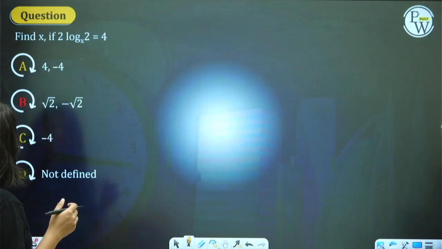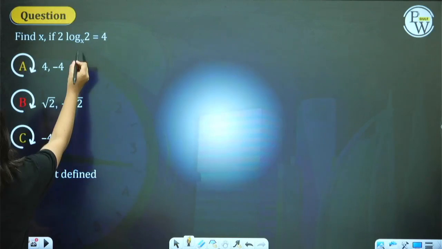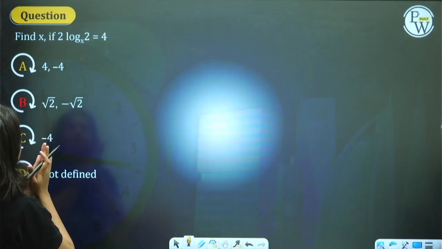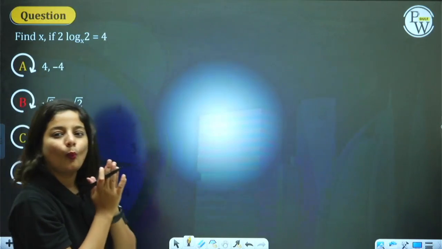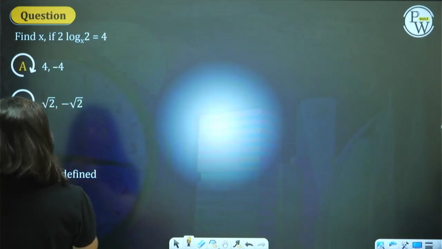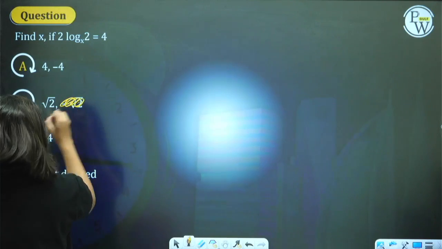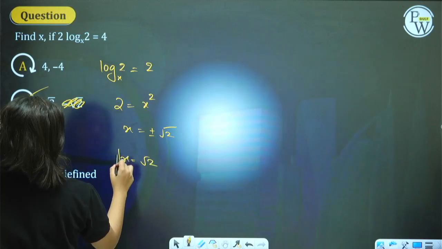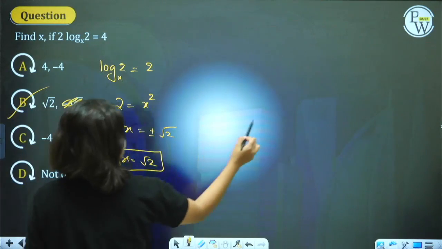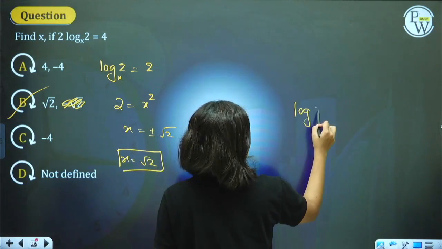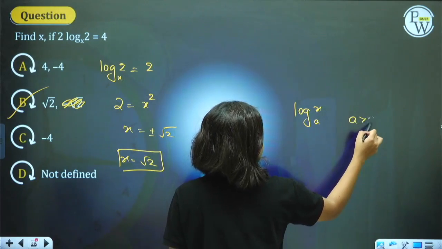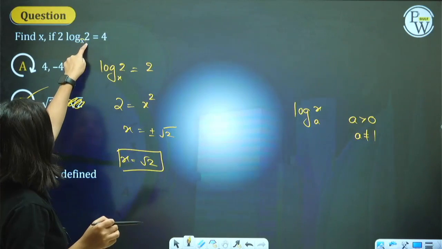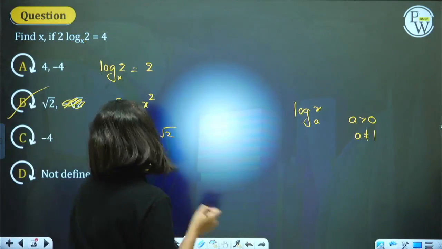In the previous question there was minus root 2. But that was base. And can the base be negative? The base cannot be negative. So answer should be only root 2. See, we figured out a problem in the question. Reason: by the definition, log of x to the base a, whenever you have a, it should be greater than 0, not equal to 1. How can I take this base negative? We can't take. So there was an issue.